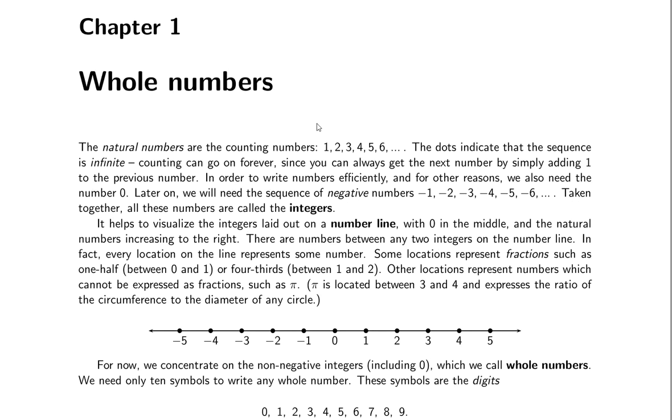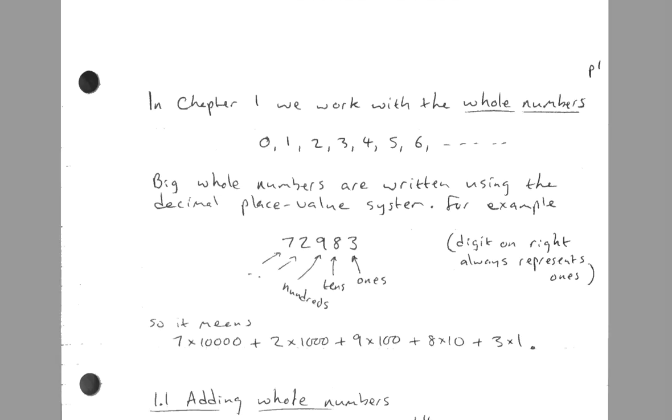Alright, so whole numbers. So these are the simplest kinds of numbers. Let's look at my notes. The first whole number is 0, then 1, 2, 3, 4, and so on. These are single digit numbers, but to write a bigger number, we're using the decimal place value system.